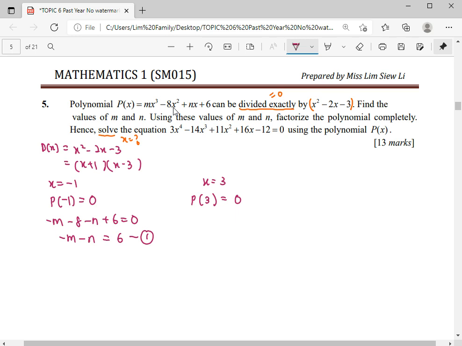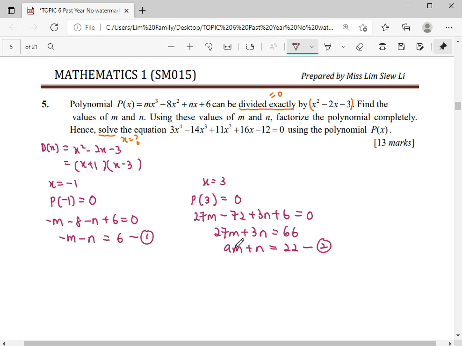We continue to the second piece of information. We substitute 3 into our polynomial: 27m minus 72 plus 3n plus 6 equals 0. So we simplify our equation, and this will be our second equation. Then we solve the simultaneous equations here.